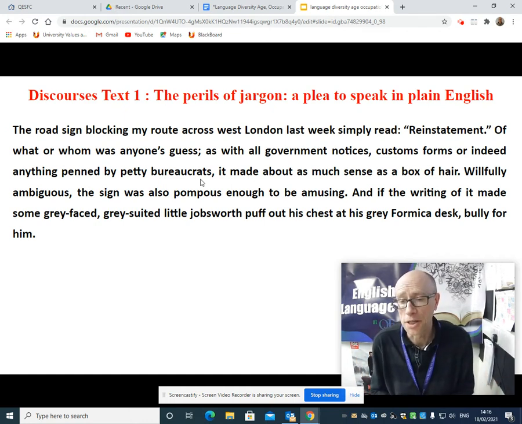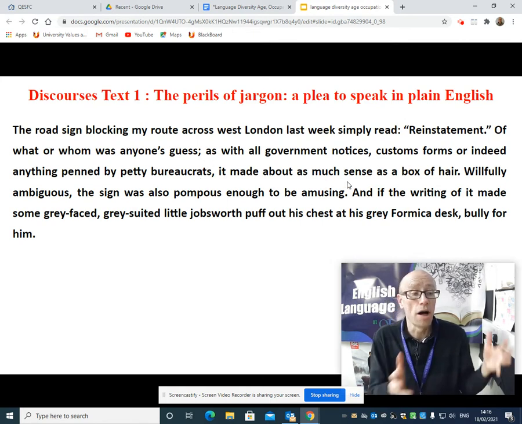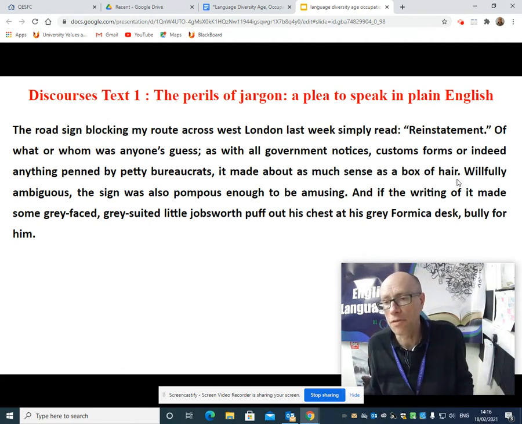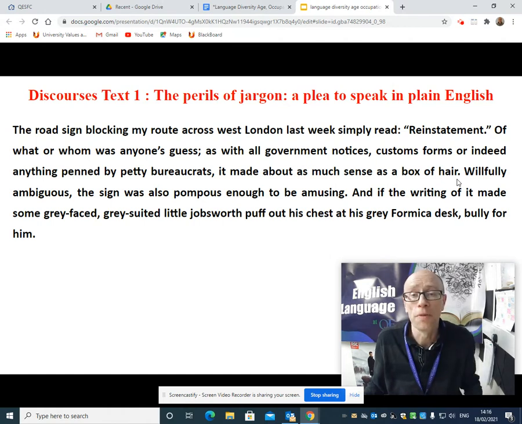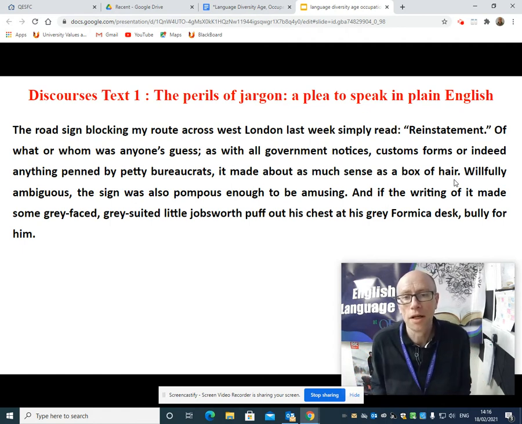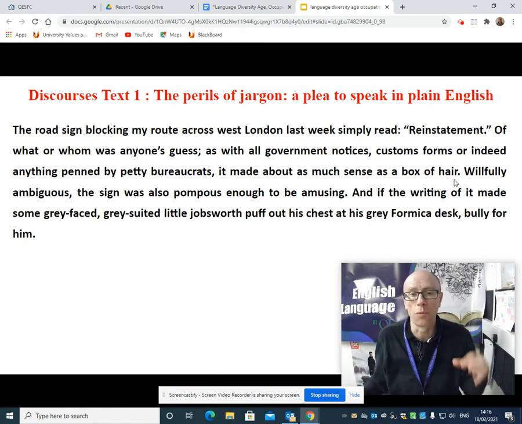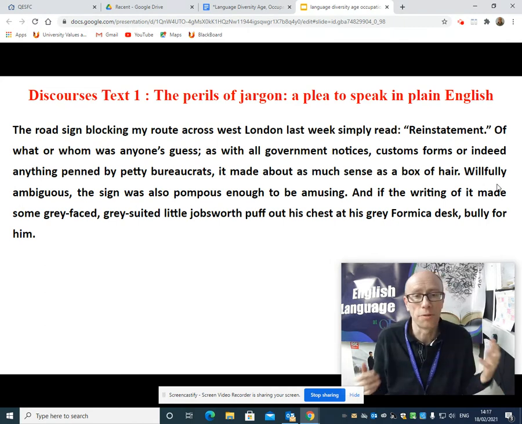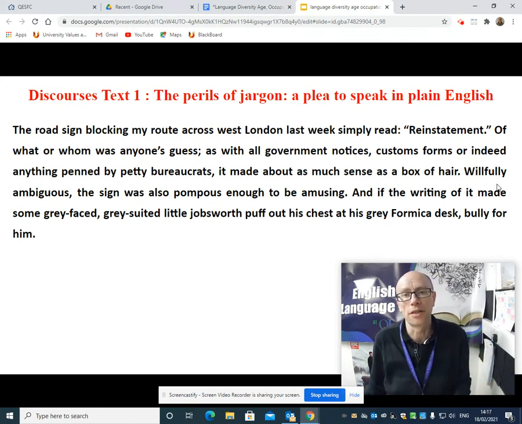Okay, so it's heavily pejorative, and she uses humour, because she uses a simile there where she's describing the nonsense of these texts making as much sense as a box of hair. So you've got a startling kind of metaphor that's being used at the end of the sentence. Willfully ambiguous, the sign was also pompous enough to be amusing. Okay, so she's saying two things there. Willfully ambiguous. Willfully means on purpose. So the sign had been put up there purposefully not to make very much sense. And secondly, the language that's being used is pompous, and therefore it's funny. It's funny because it's pompous.